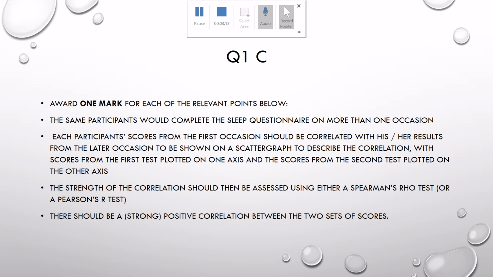And finally, we'd expect it to be a strong positive correlation, and as it says there, we're looking for a positive correlation, but particularly if you've mentioned strong, that's even better. So if you think by some fluke of chance the lesson then has followed exactly the step-by-step guide that you would need for the instructions.